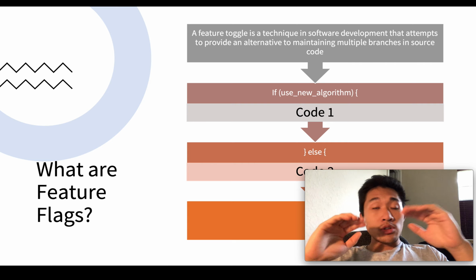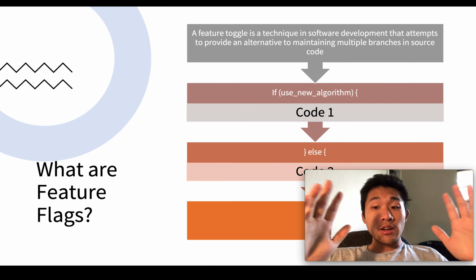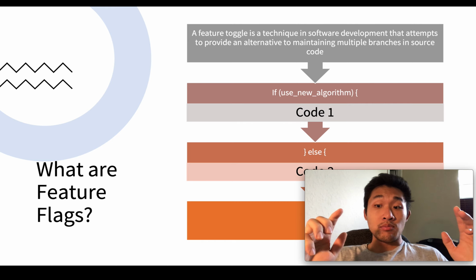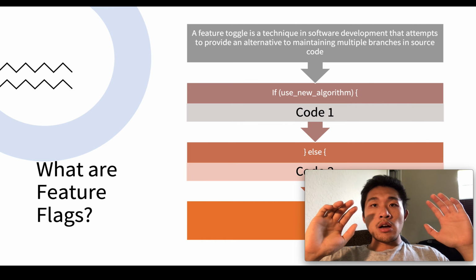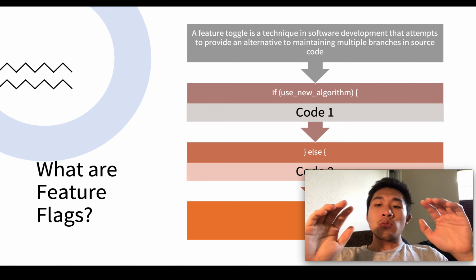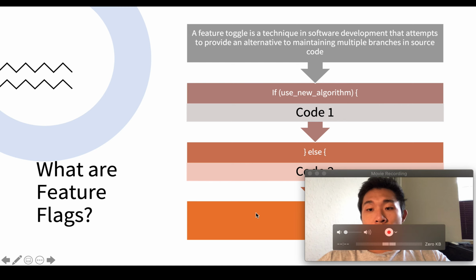So you have a bunch of different features in your code, and if you're putting out a new feature, you don't want to have it on for everybody at the same time. There's a high risk of it breaking, and it's very stressful. So you want to have a kill switch in place. A feature flag is normally just an if-else statement. So if the new algorithm is true, then use code 1. Otherwise, use code 2.